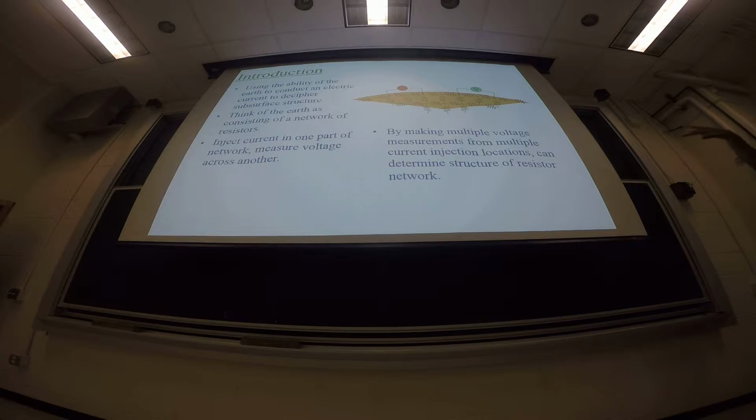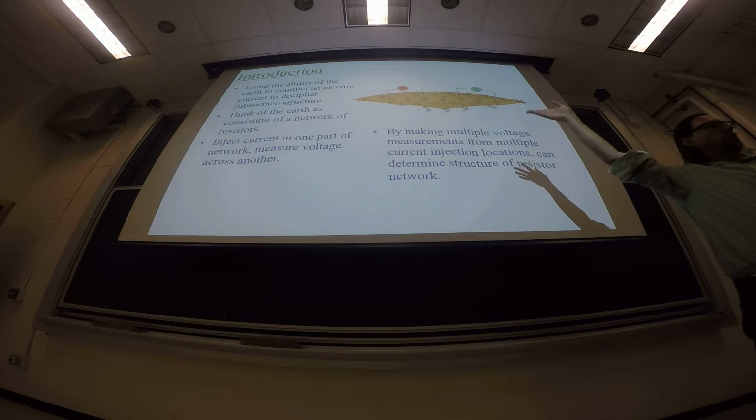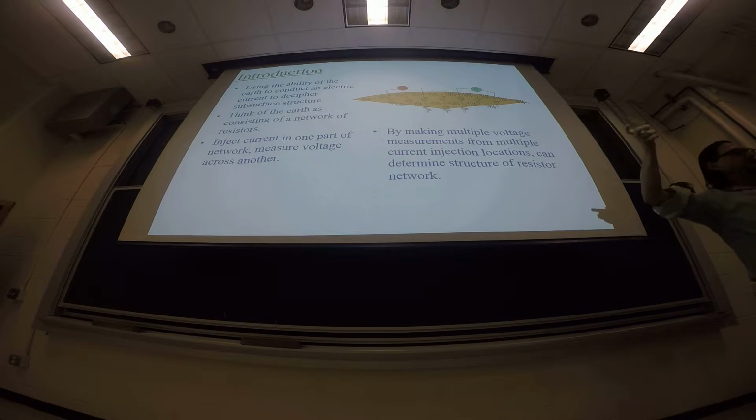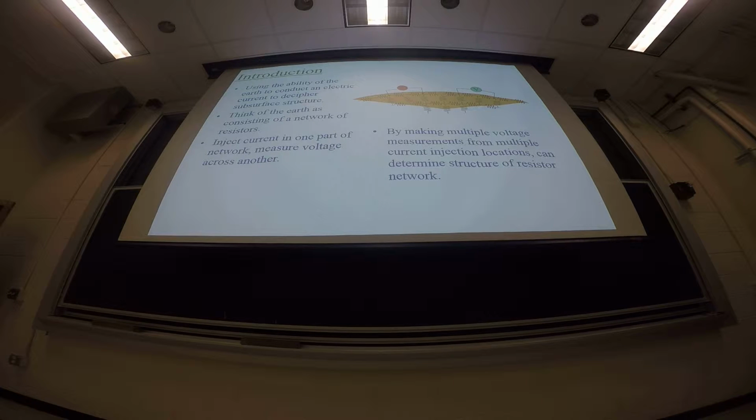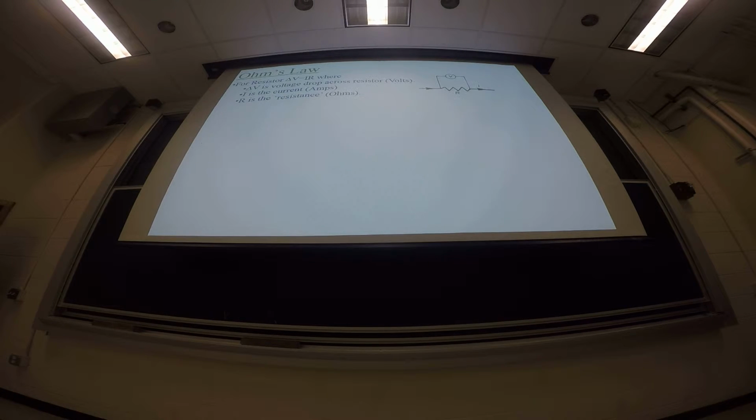And by doing this at multiple places, injecting a current at many places and measuring the voltage at many places, we're going to try to deduce the resistance of all those little resistors in the earth, and from that we can deduce things like structural properties, porosity, and fluid content. Okay, so that's the generalized simplification.